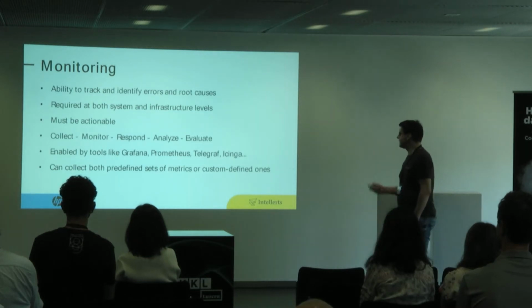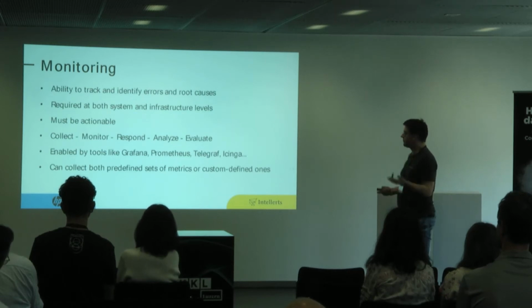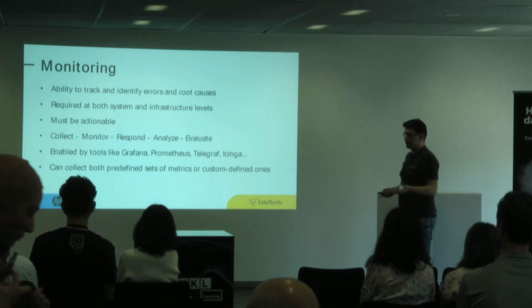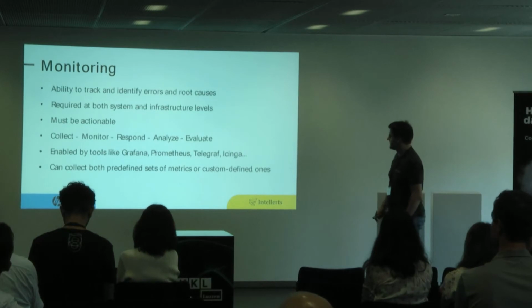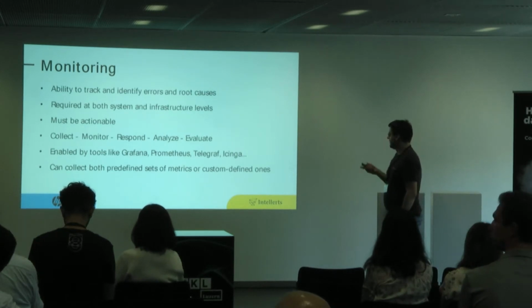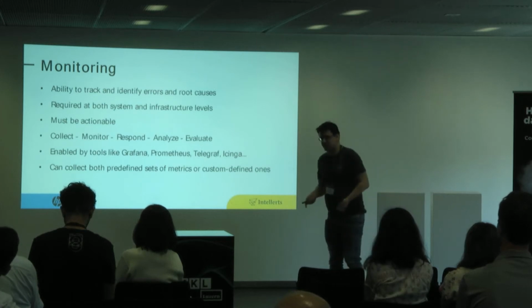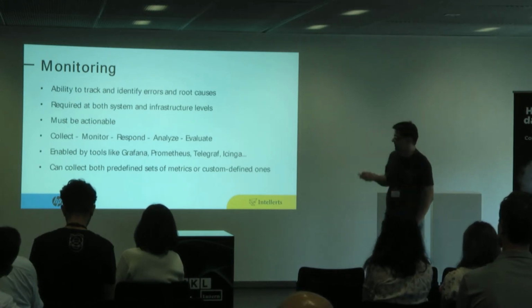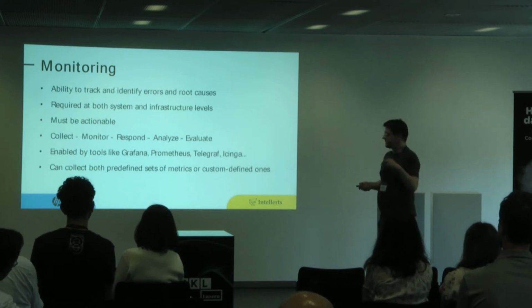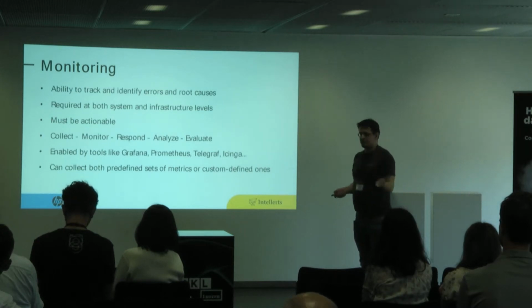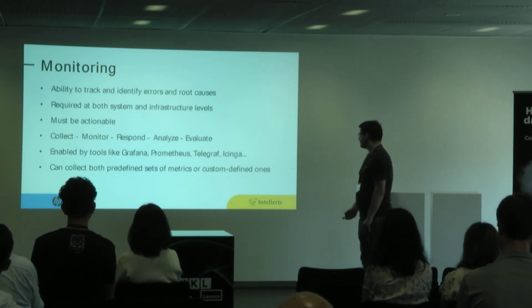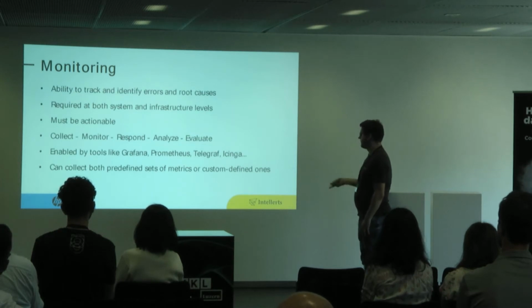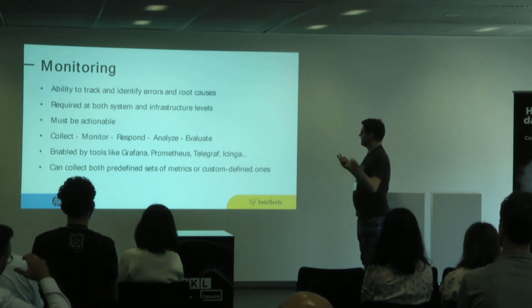We have monitoring, which is the ability to track and identify errors and root causes. This is particularly important as we have to respond; actions must be taken. Ideally this should be an actionable process. We should monitor each component which is possible to monitor, for example the infrastructure state, the state of the developed system, and the developed model. This is a process which can be enabled on multiple levels, and we have a cycle: collecting, monitoring, responding, analyzing, evaluating, then collecting again.